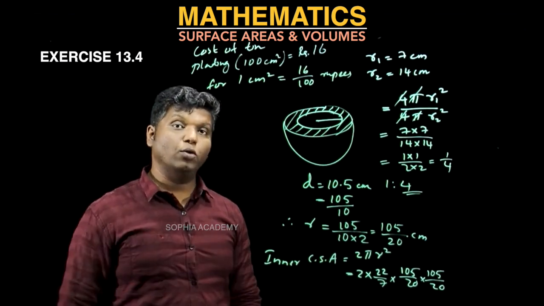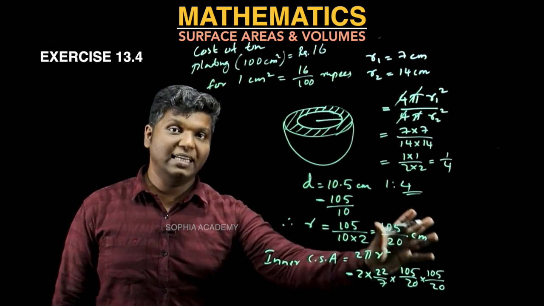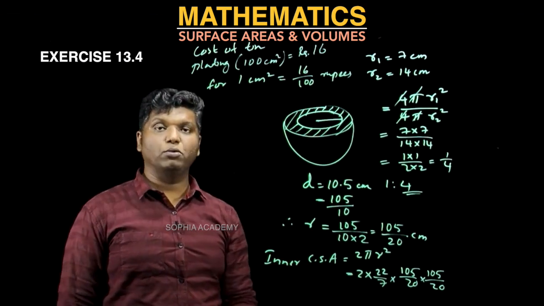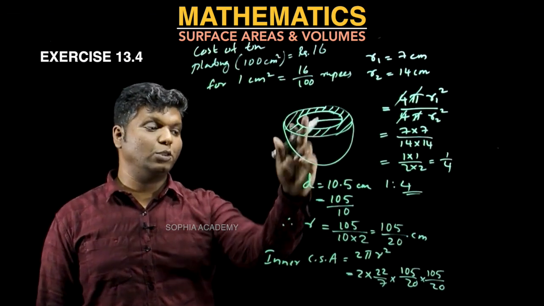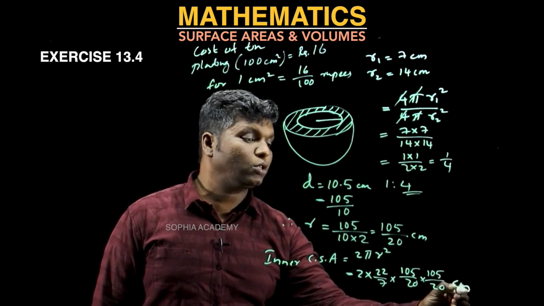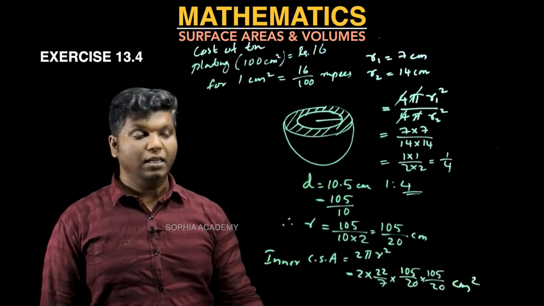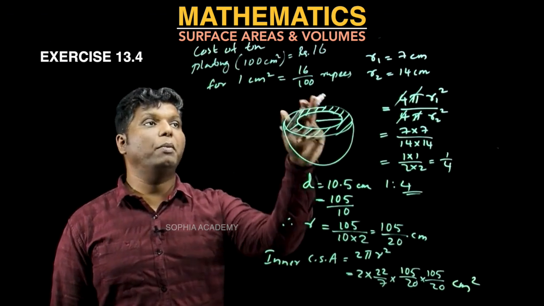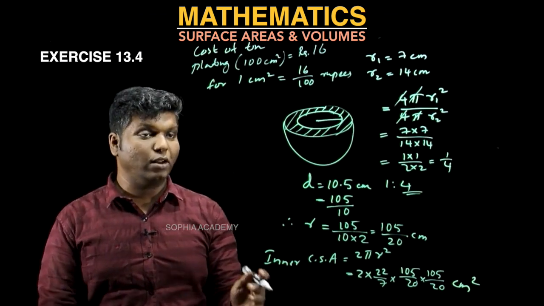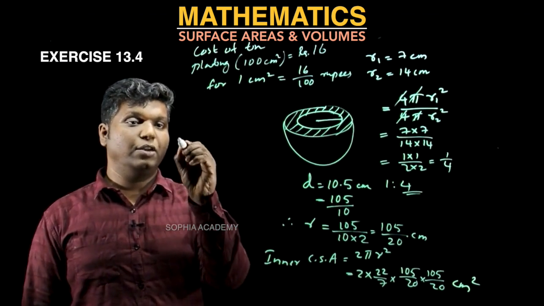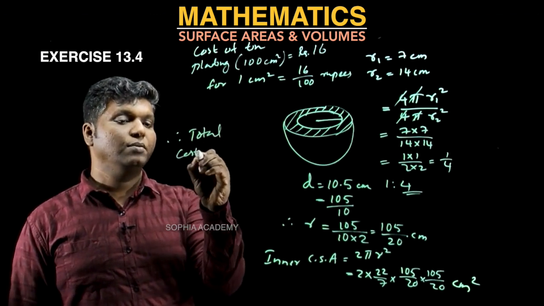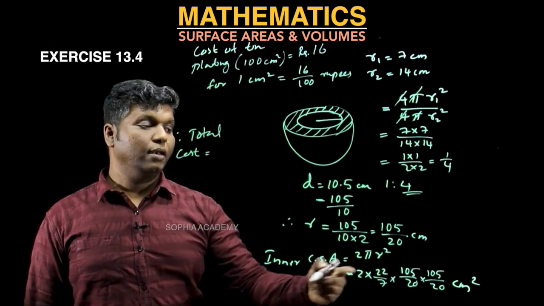So what about the total cost? This is the total CSA, right? This is the total CSA. So the total CSA multiplied by this amount, because for 1 centimeter square it is this much. So this much centimeter square, we got it. This is the total CSA. And this total CSA should be multiplied by this one, so that you will get the total cost. So what can we conclude here? Therefore, total cost is equal to this one.